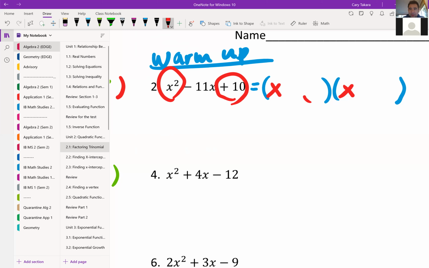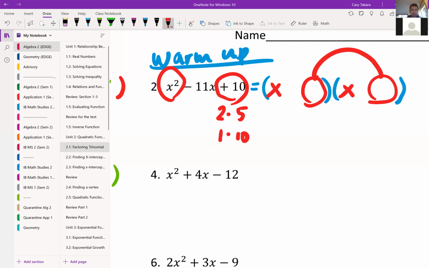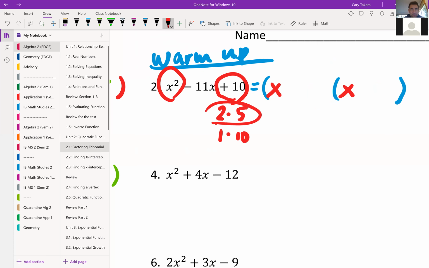10 comes from multiplying two numbers, right? This number times this number, and that's how you get 10. So you're asking yourself, what times what gives me 10? And there are two options, right? It's 2 times 5 and 1 times 10. Now, I've told you guys to try first the combination with numbers that are close together, which is, in this case, 2 and 5, right?